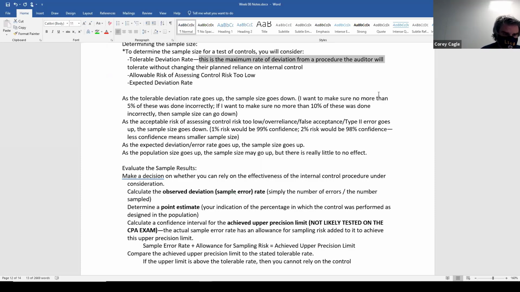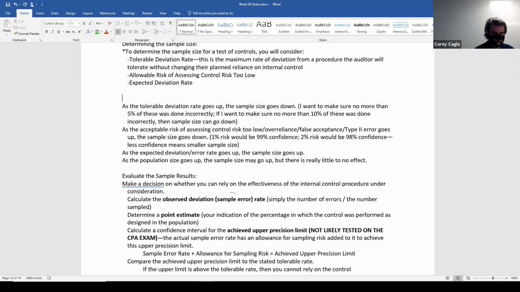So as I'm skipping down here for a second, as the tolerable deviation rate goes up. Well, hang on, let me preface all of this with this: variability and uncertainty. That's kind of what we're looking at here with all this. As we have more variability, as we have more uncertainty, that will all lead to a larger sample size.